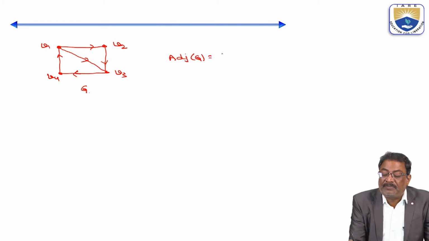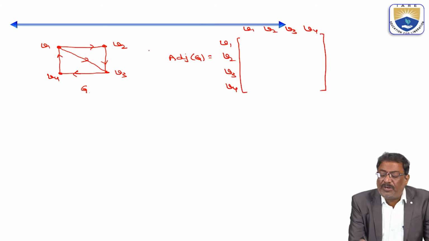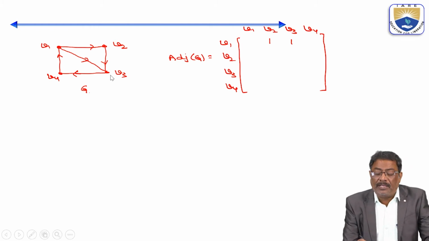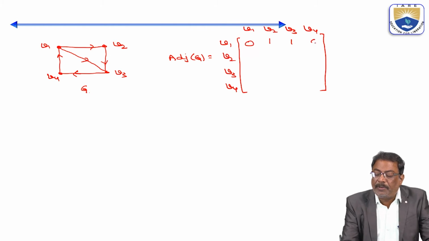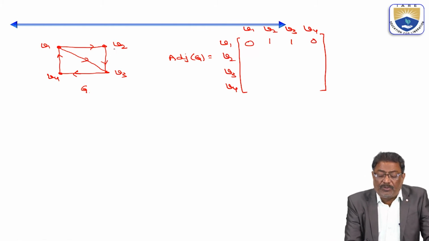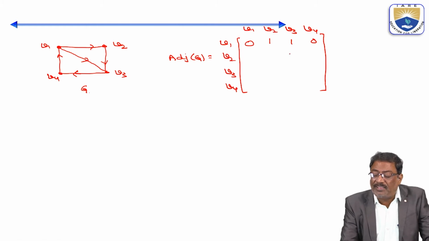The adjacency matrix of G has rows V1, V2, V3, V4 and columns V1, V2, V3, V4. From V1 to V2 there is an edge, and from V1 to V3 there is an edge. The remaining have no edges, so I keep them all zeros. Now V2 to V3 there is an edge, and V2 to V1 there is no edge, so the remaining I keep as 0.